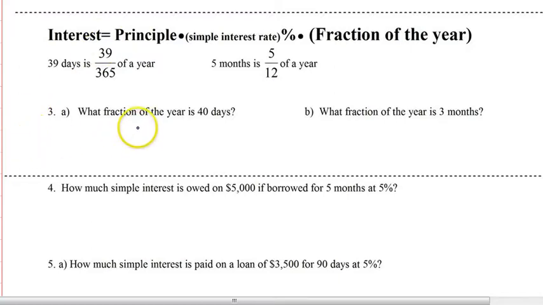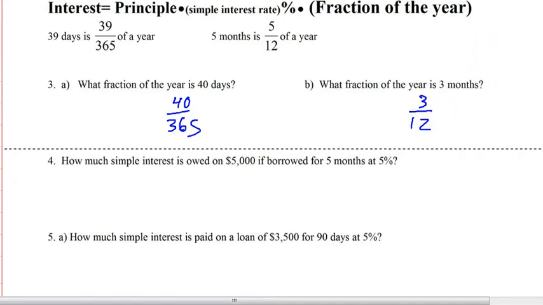Alright, so what fraction of the year is 40 days? That'd be 40 out of 365. And what fraction of a year is 3 months? Well, that would be 3 out of 12. And that's it. So you're going to have portions of a year, and that's what you want to put for the time. So here's an example.